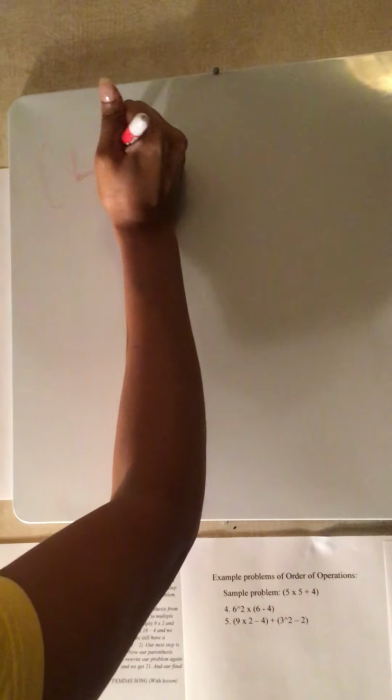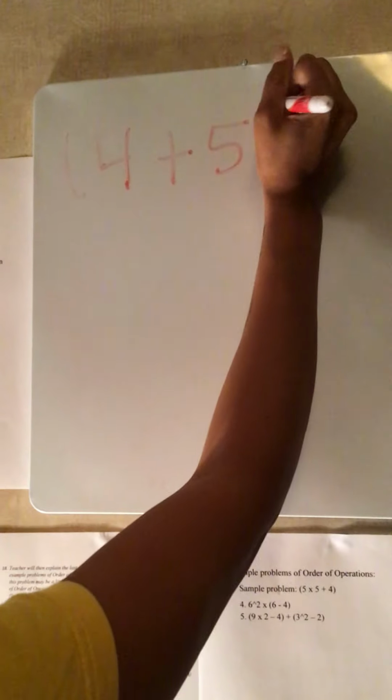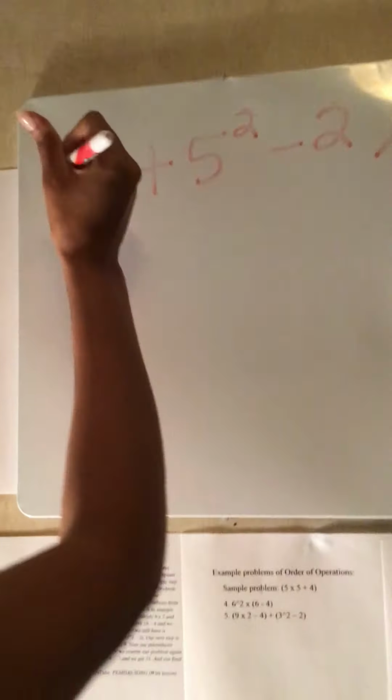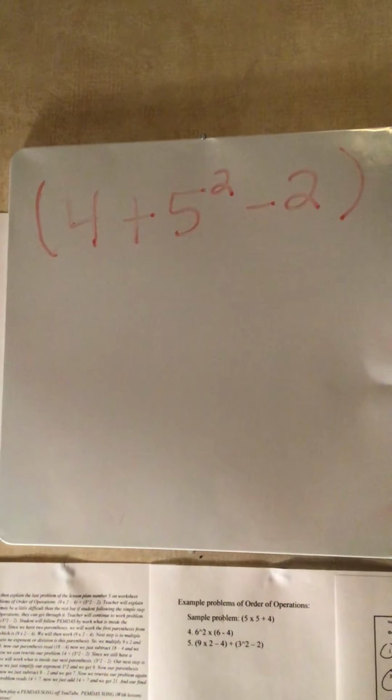Our next problem is (4 plus 5 to the second power minus 2). And if we follow our order operation sheet, it tells us to perform operations in parentheses. Since our whole problem is in parentheses, we know we're going to work inside the parentheses. Our next step is to perform operation with exponent.